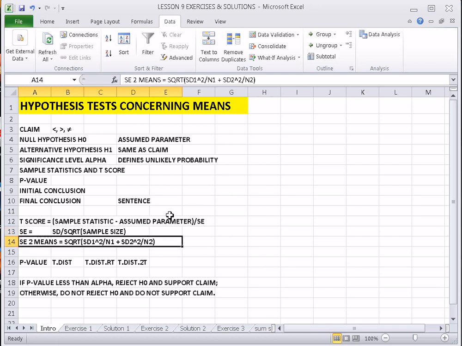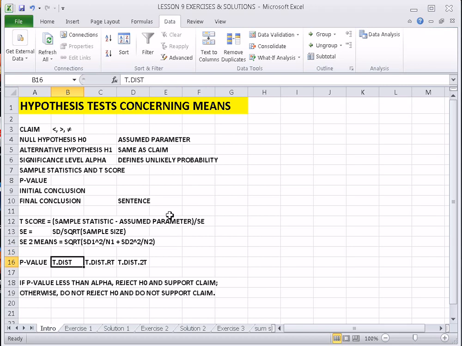If you're working with a claim concerning two means, setting them equal to each other, the sample statistic will be the difference between these two means. So when you do the t-score, your sample statistic will be the difference between your two sample means. The assumed parameter will be 0, and the standard error is going to be computed using both standard deviations and sample sizes from your data sets. So the standard error when performing a test comparing two means is going to be the square root of the standard deviation from sample 1 squared divided by sample size 1, plus the standard deviation from sample 2 squared divided by the sample size 2.